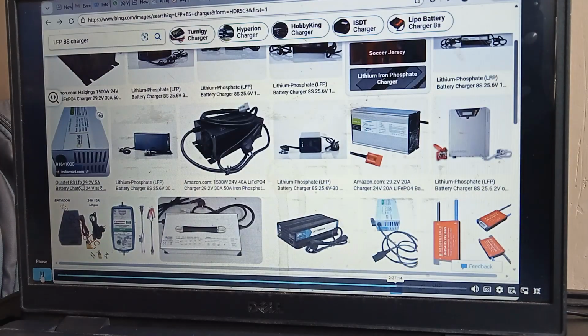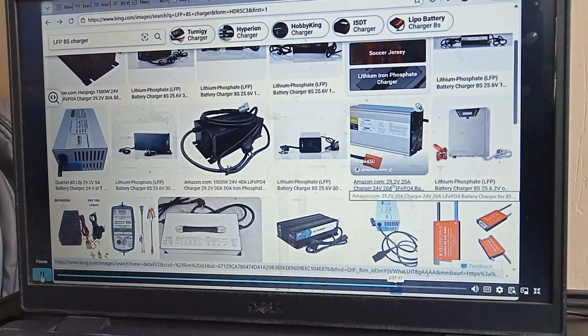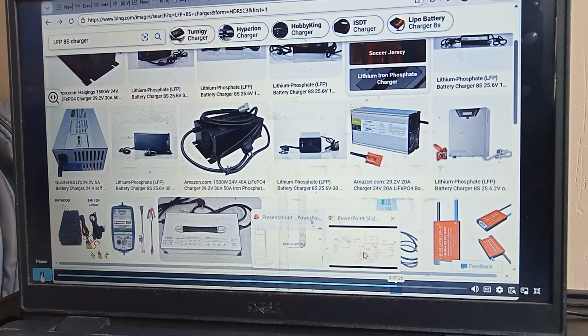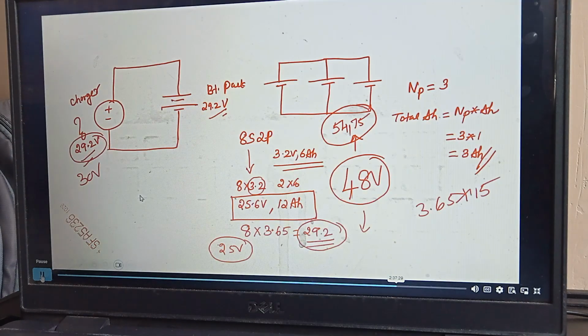Even in the text you can see 29.2 volt 5 amp, here also 29.2 volt 5 amp, here also 29.2 volt 5 amp. This means that the charger output voltage, even the open circuit voltage of the charger, is nothing but the higher cutoff of your 8S configuration. So in this way you can easily identify which charger you need to buy from the market for the configuration. Is it clear, everyone?